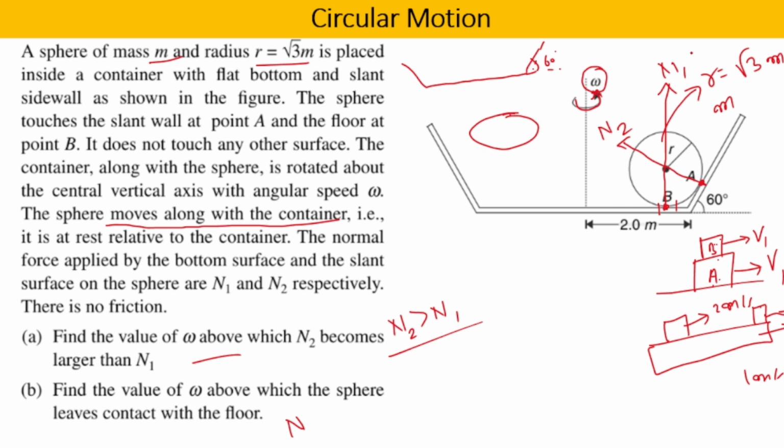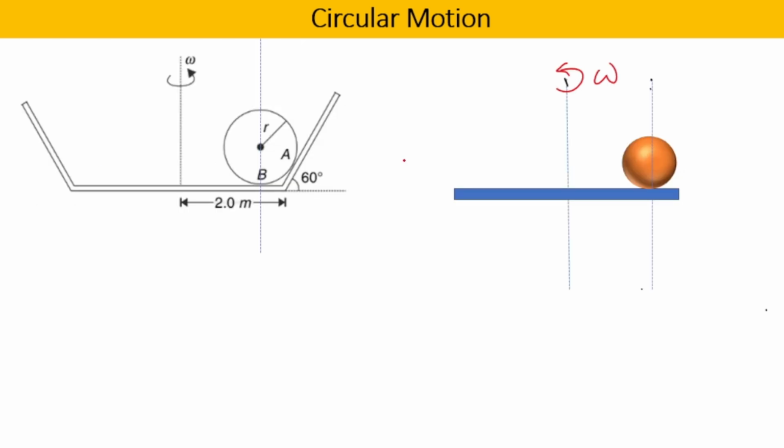It means N1 will become 0 in the second case. So we need to calculate N2 and N1, and for that we need to analyze the motion of this sphere. So let's analyze this system. How does it look? Let me sit on the ground to observe it. So I am here, and what will I see?